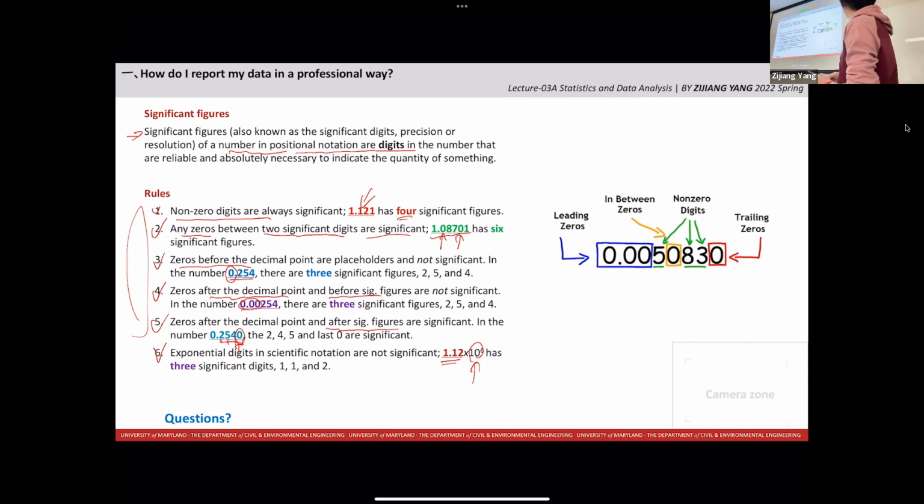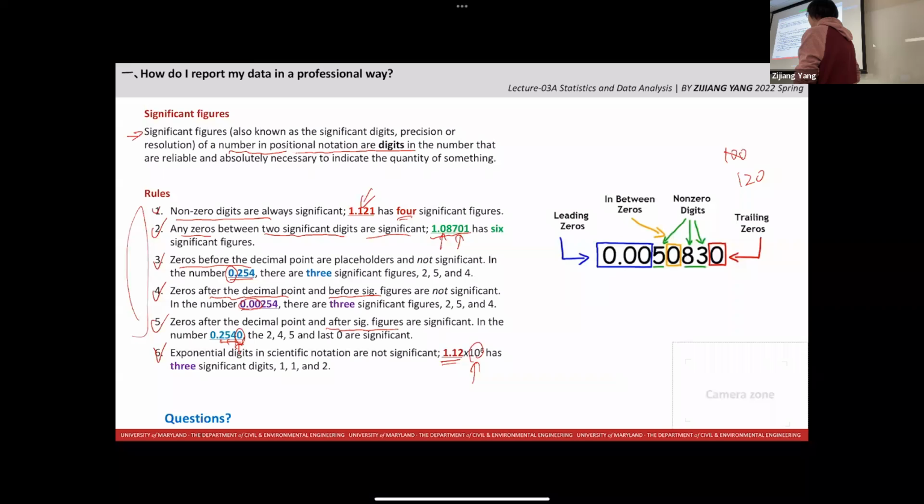Do you guys have any questions? No? Yes. If there is a number like 120, and we know that the 0 was actually measured, how would we mark that it's significant? Because it is after the non-zero digits, we assume it is significant by default. So for this one, we have 3 significant figures.